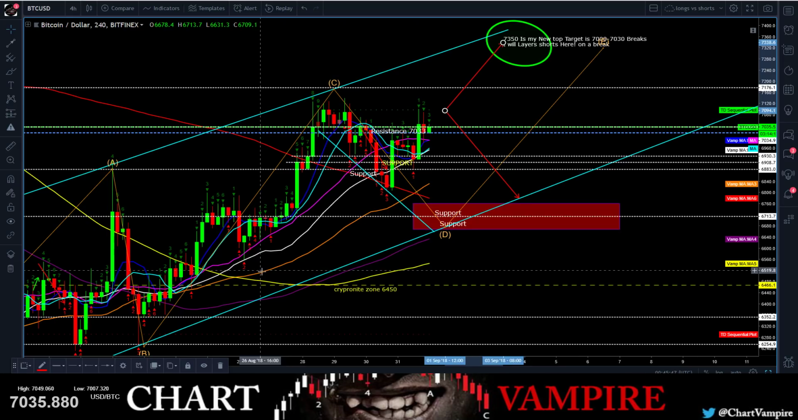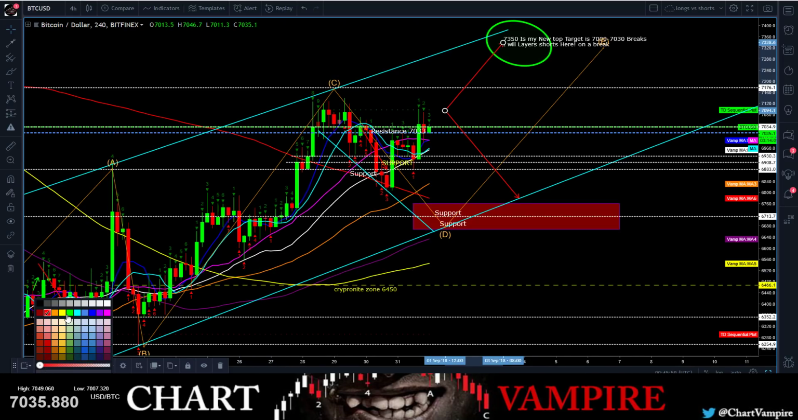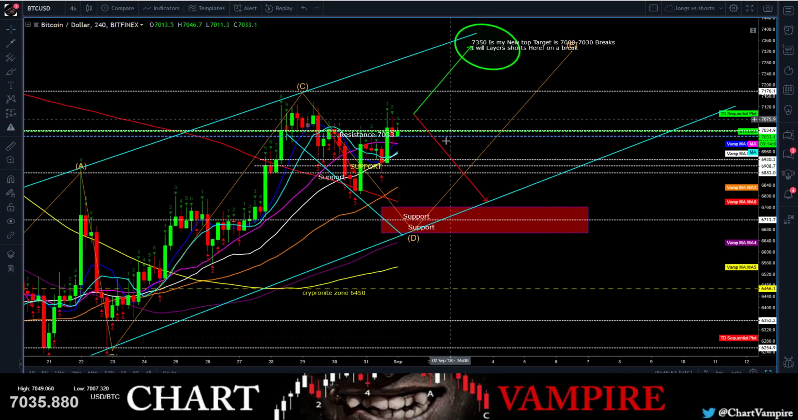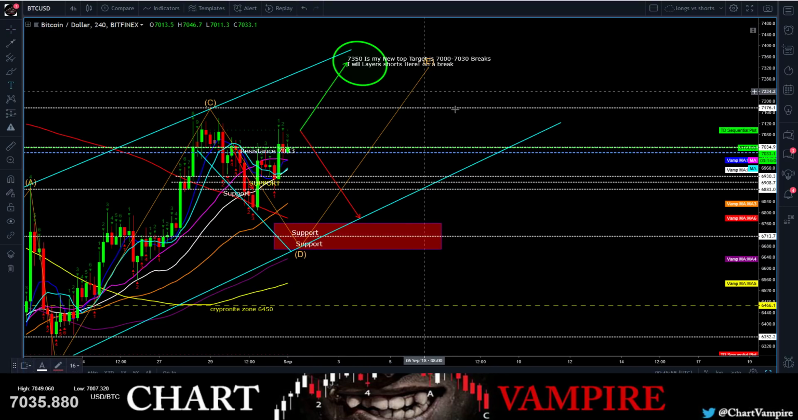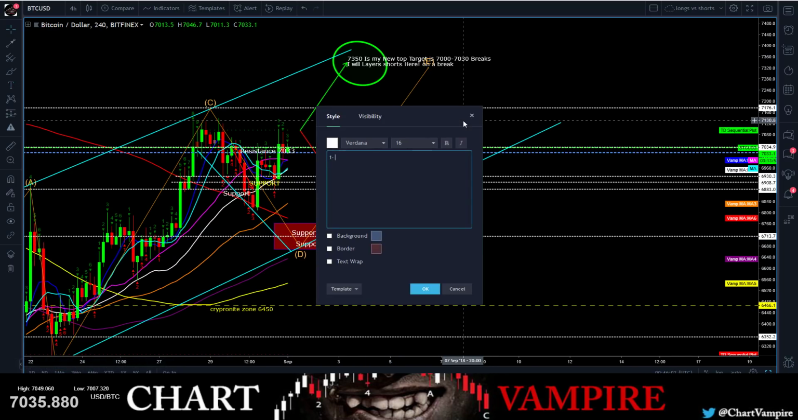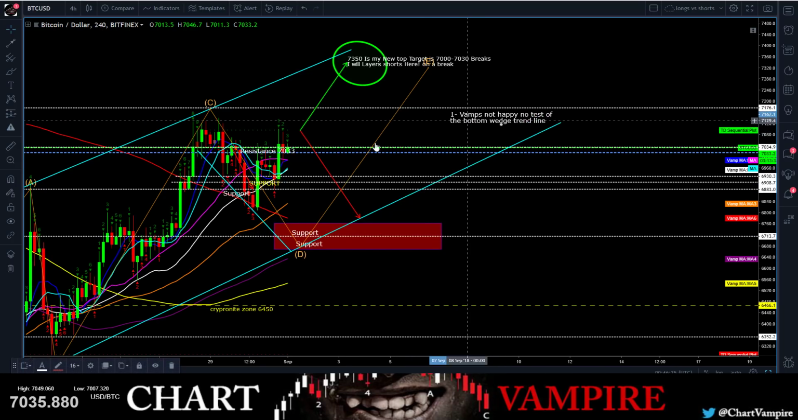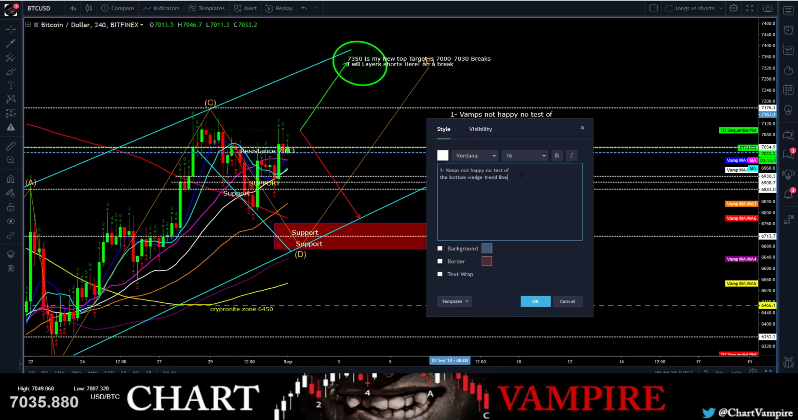So my top side target is still there. I'm not going to walk away from my top side target. But what I don't like is that we haven't hit the wedge. So I'm going to put in there 1. Test out the... I don't like that. There's been no test of the bottom side trend line, the wedge trend line. And that's right there.